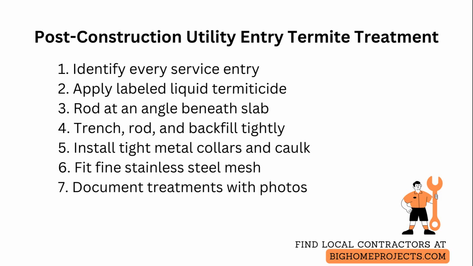After chemical treatment, mechanically seal penetrations with tight-fitting metal collars or conduit hubs and complete the joint with exterior-grade caulk applied to form a continuous barrier against termite entry and moisture. Where airflow or drainage must be preserved, install fine stainless steel mesh sized to block subterranean termites and secure it into the penetration before sealing. Cut the mesh to wrap around the service and fasten so the mesh cannot be pulled away.